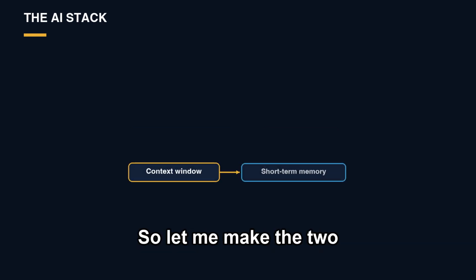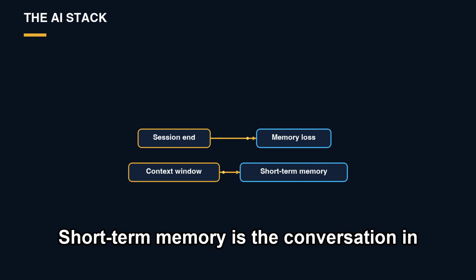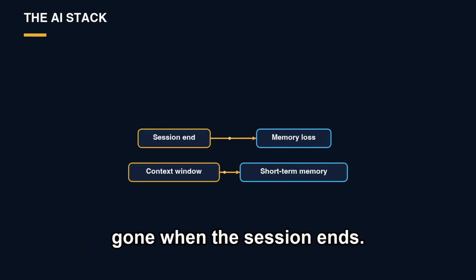So let me make the 2 crisp, because this contrast is the whole episode. Short-term memory is the conversation in the context window, automatic, fast, and gone when the session ends.